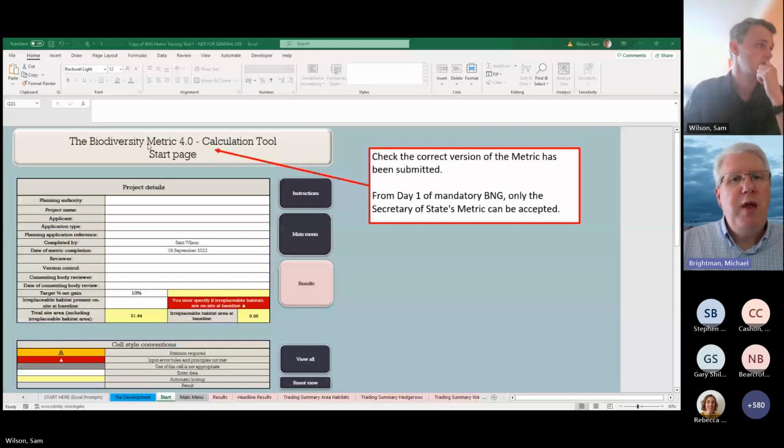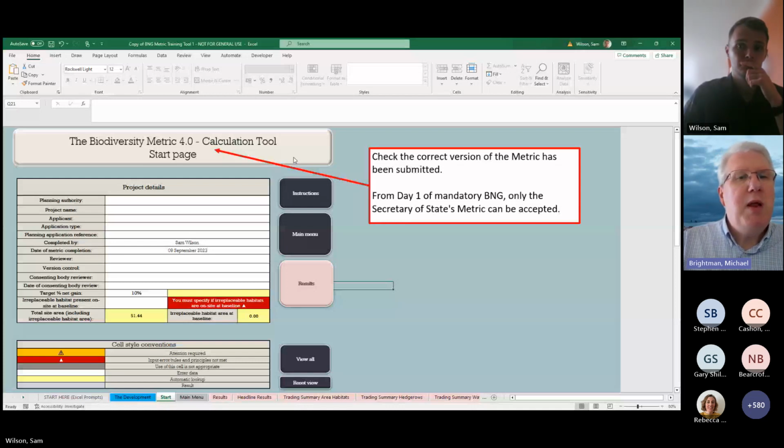What you will be looking for is that it says it's the statutory biodiversity metric. Remember, from day one, only the statutory metric can be accepted. You'll see that on the start page, there are spaces for a number of details to be included, including the planning authority, project name, etc. As part of the metric checklist, the only things that we suggest you insist upon are who has completed the metric and the date of its assessment. All the other information on that metric start menu will be captured within other documents that have already to be submitted as part of a planning application process.